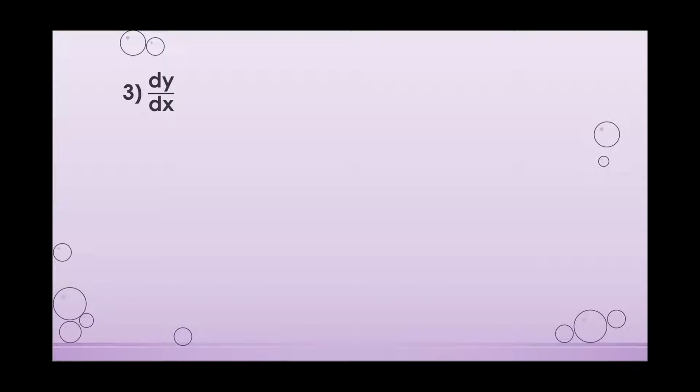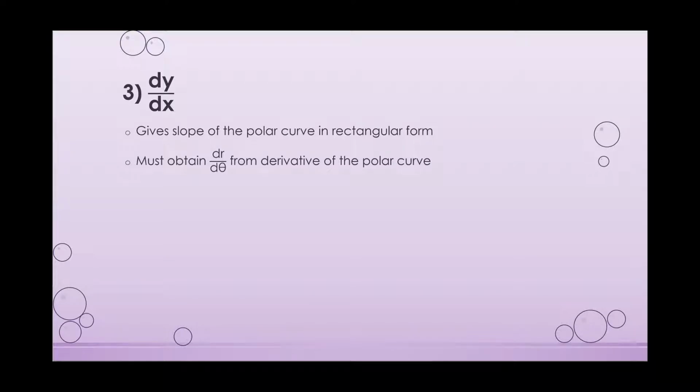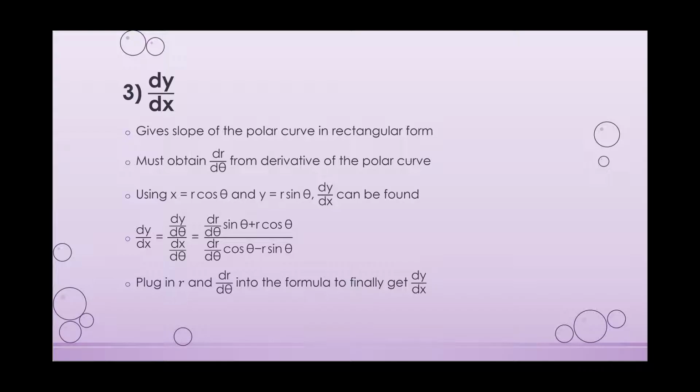And dy dx is a form of slope, as you know, and it gives us slope of the polar curve, but it's in rectangular form. So you have to obtain dr d theta from the derivative of the polar curve, and using x equals r cosine theta and y equals r sine theta, dy dx can be found. So if you take the derivative of x with respect to theta, and you take the derivative of y with respect to theta, then you can find dy dx.